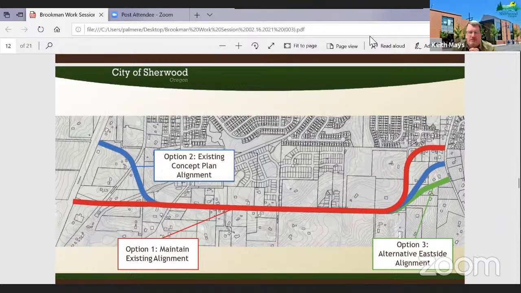Other thoughts? Everyone like the green end on the east side of the road? Any concerns with that? Everyone seems to be happy. It's better than what we have now. I definitely don't like what we have now. It's a dangerous road right there.